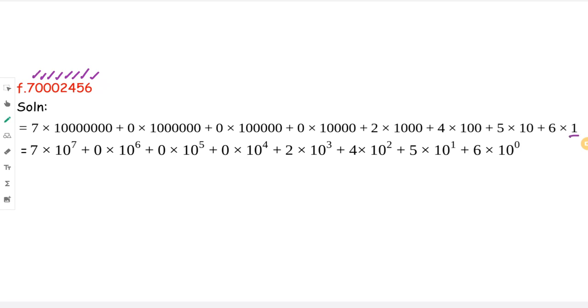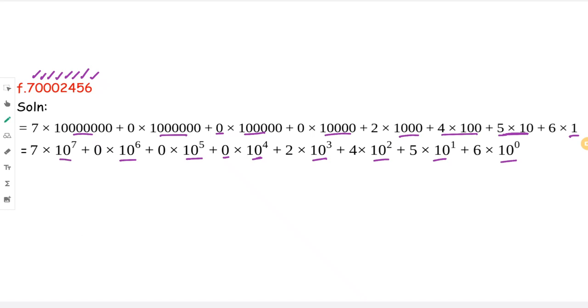This 1 will become 10 to the power 0. 5 is in tens place, so 10 to the power 1. 4 is in hundreds place, so 10 square. 2 is in thousands, so 10 to the power 3. Next is 0 is in 10,000s place, right? So you can see 0, then 10 to the power 4. Then again another 0 is in lakh. So 10 to the power 5. Then this one I can write it 10 to the power 6. And then this I can write it as 10 to the power 7. So simple as that, alright?